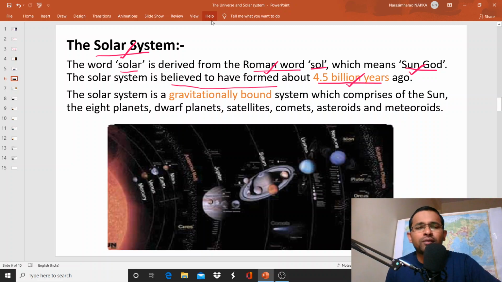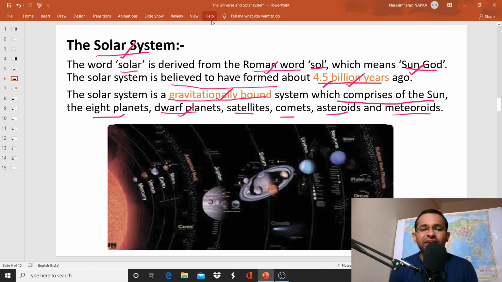So the age of our Milky Way galaxy is 5 billion years, and the age of the solar system is 4.5 billion years. The solar system is gravitationally bound, as I already told you, and comprises the sun, the 8 planets, dwarf planets, satellites, comets, asteroids and meteoroids. All these elements are bound together by a force called gravitational force.